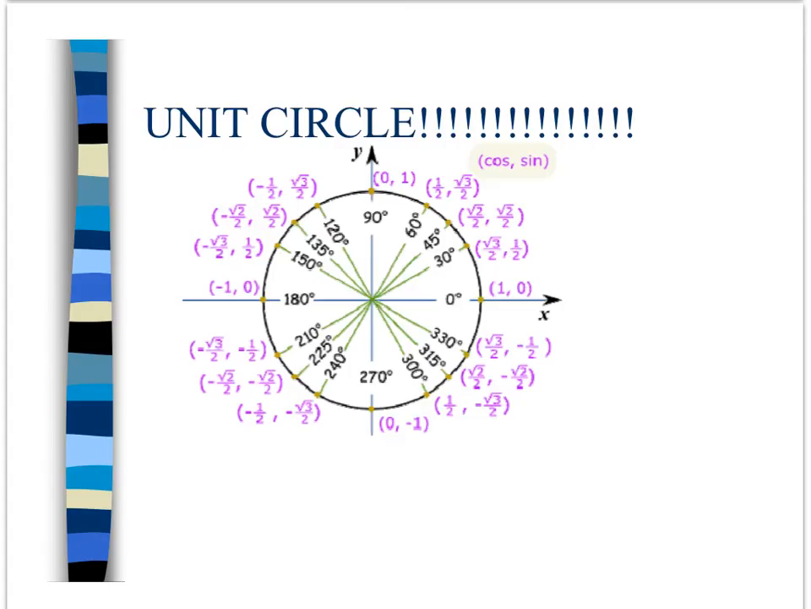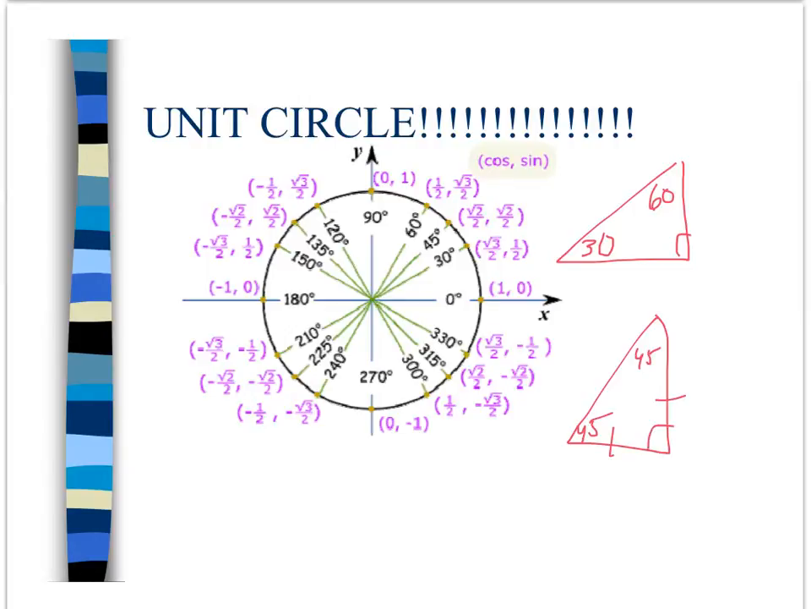Unit circle. Don't forget, we need to know this inside and outside. The unit circle is based off of two of our special right triangles, the 30, 60, 90, and the 45, 45, 90 triangle, which is totally not to scale. And you can either have it memorized or you can use the special rules for the side lengths. We should by now know this by heart.